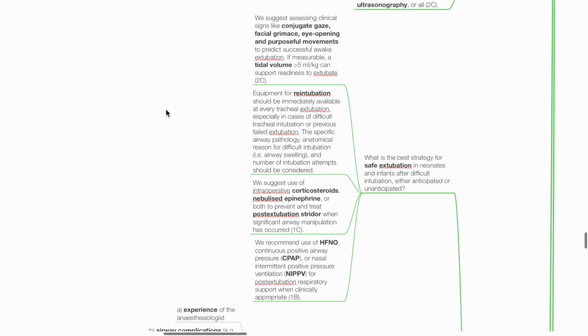Equipment for reintubation should be immediately available at every tracheal extubation, especially in cases of difficult tracheal intubation or previous failed extubation. The specific airway pathology, anatomical reason for difficult intubation, for example airway swelling, and number of intubation attempts should be considered. It is suggested to use intraoperative corticosteroids, nebulized adrenaline, or both to prevent and treat post-extubation stridor when significant airway manipulation has occurred. It is recommended to use HFNO, CPAP, or nasal IPPV for post-extubation respiratory support when clinically appropriate.